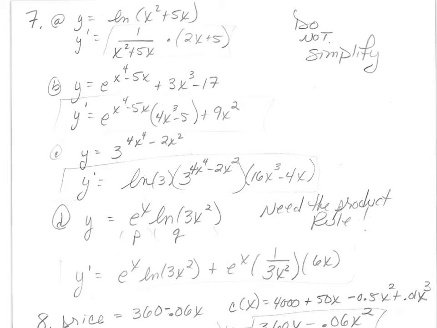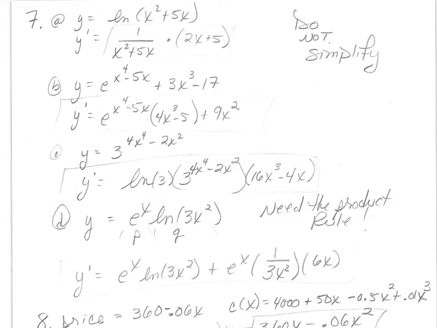For the next one, e raised to anything, the derivative of that is keep it as it is, chain rule out the derivative of that exponent, which is 4x cubed minus 5. Derivative of the next term is 9x squared. The derivative of negative 17 is 0. So this is our unsimplified derivative.